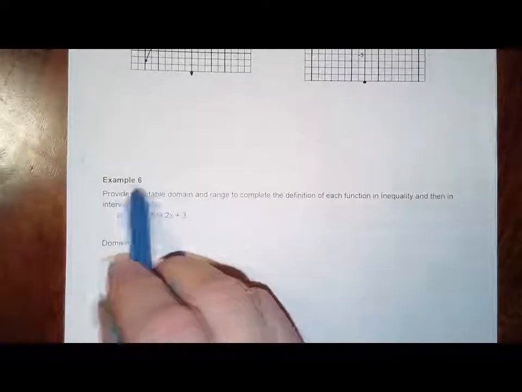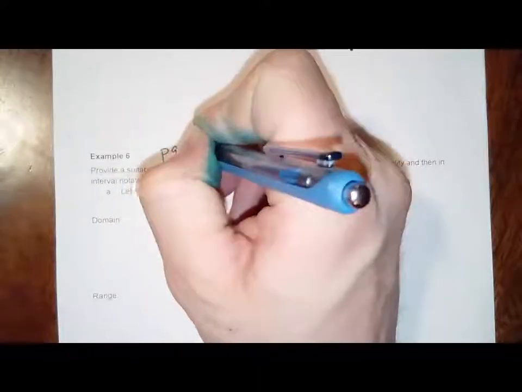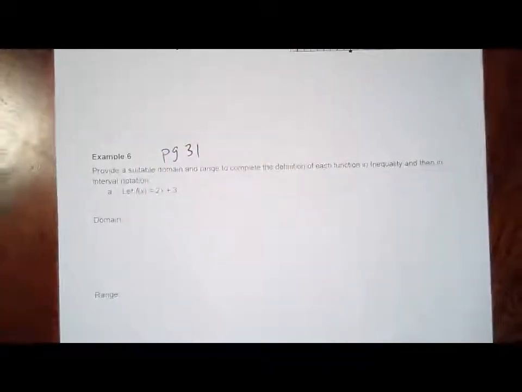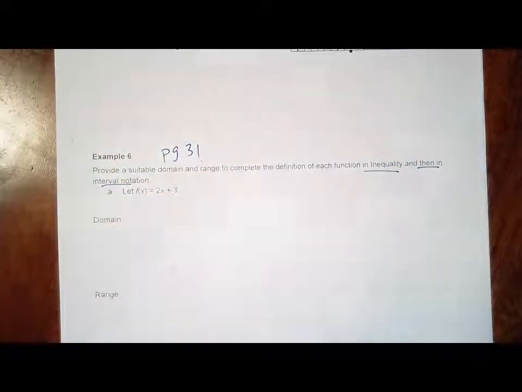Page 31, describe the domain of the function and write the domain in interval and inequality notation. Kind of challenging, don't really want to do it right now. Homework. Okay, so we have example 6. Page 31, example 6. Provide a suitable domain and range to complete the definition of each function. This in inequality notation and then in interval notation.